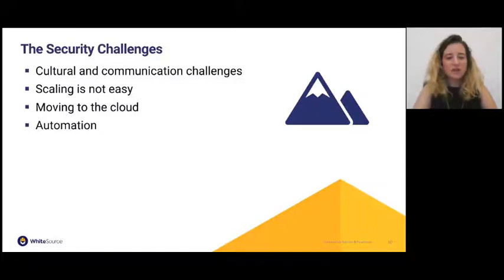The next one is moving to the cloud. Again, security when moving to the cloud is quite challenging. I mean, security people know security work, whether it's on premises or in the cloud. But there are new tools that they need to adjust to. And this can be challenging for some of the security teams.